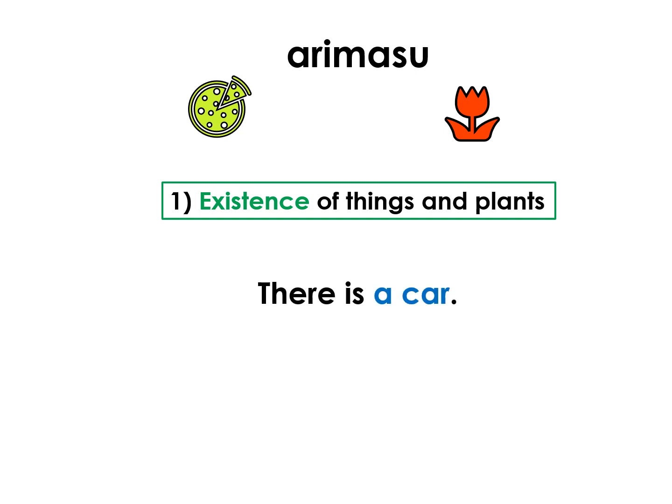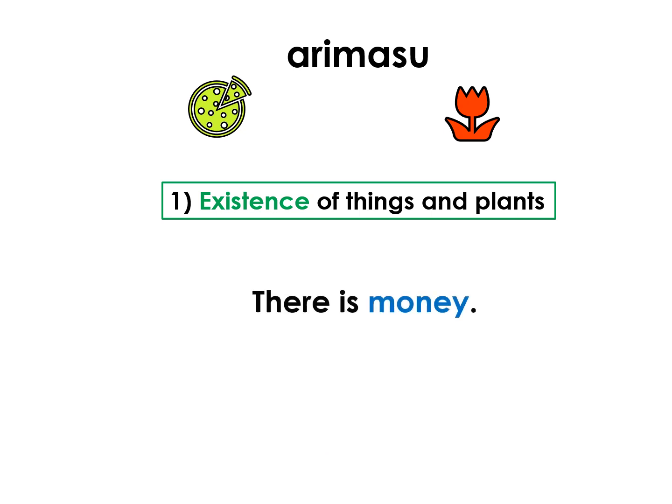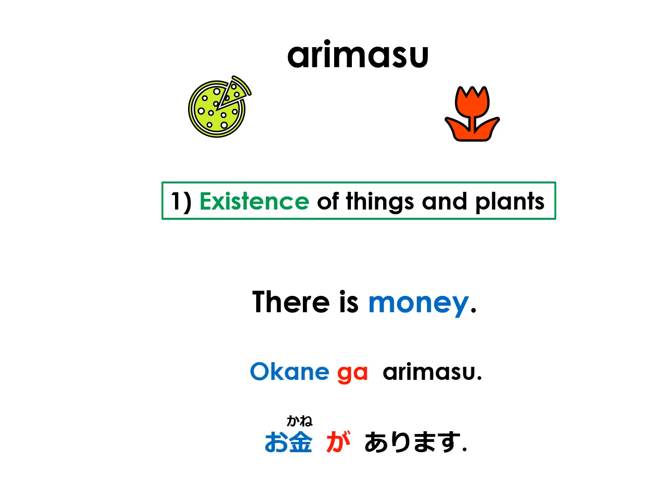To say there is a car, in Japanese we say, kuruma ga arimasu. Again, when the sentence starts off with there is or there are, we say the thing that exists followed by the particle ga, then ending with the verb arimasu. To say there is money, in Japanese, okane ga arimasu.